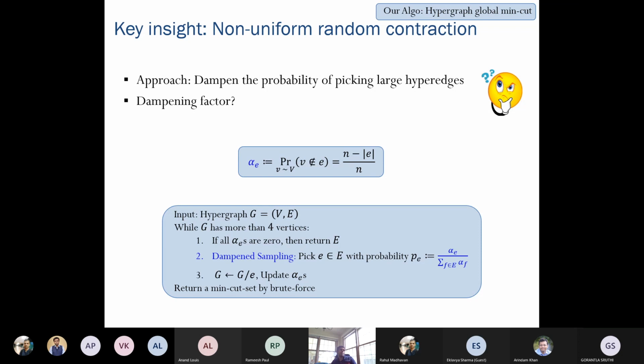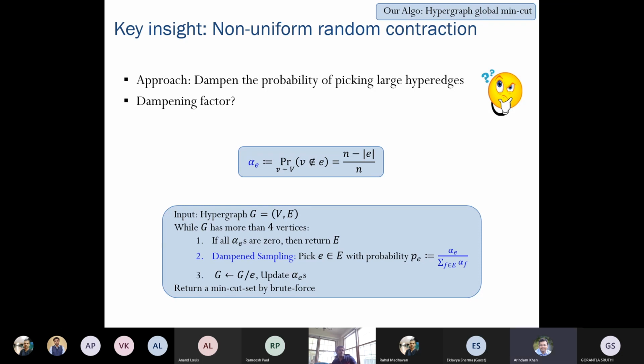Second remark, if the input hypergraph is a graph, then what does this algorithm do? If the input hypergraph is a graph, then all hyperedges E have size 2, which means all dampening factors alpha E will be the same, which means this dampened sampling will in fact be a uniform random sampling. So if the input hypergraph is in fact a graph, then the algorithm is exactly Karger's uniform random contraction algorithm. So this is a generalization of Karger's uniform random contraction algorithm.